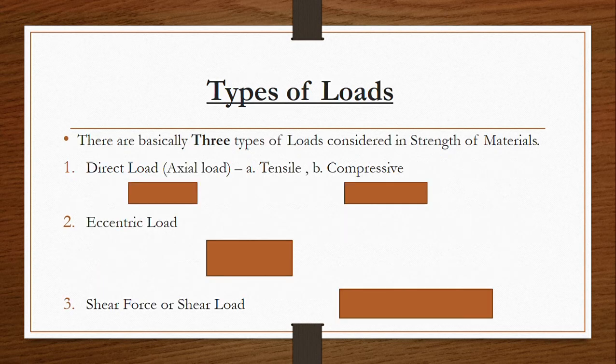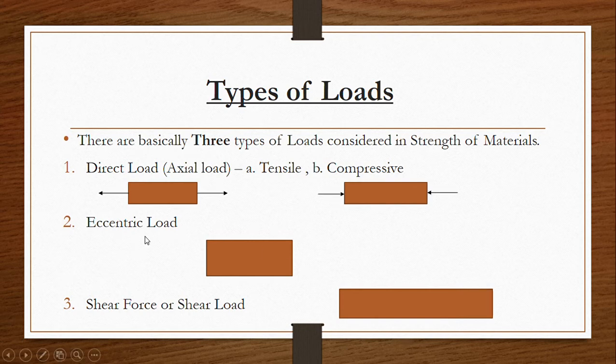Now, in the types of load, we have to consider mainly three types of loads. The first one is direct load. The first in direct load is tensile, which you can consider as a pull. Pull means away from the center, you can say the outside load. Whereas compressive means the load acting inside, you can say pressing, that's called compressive load.